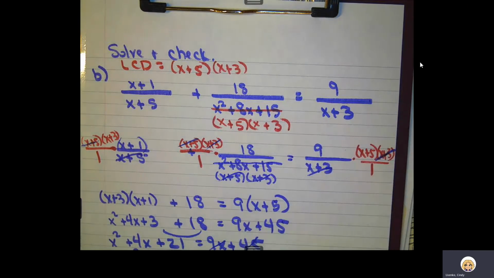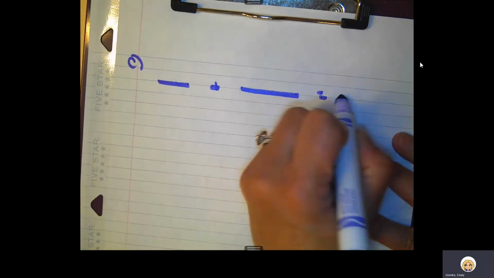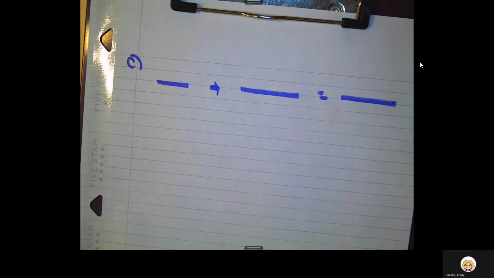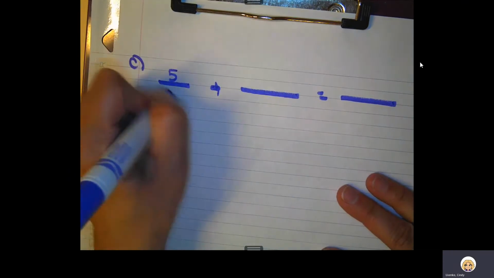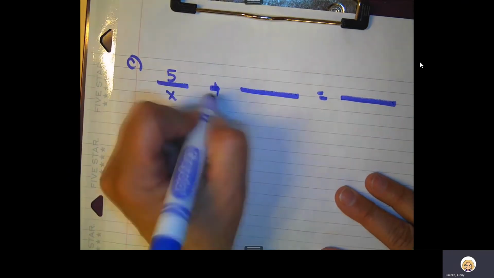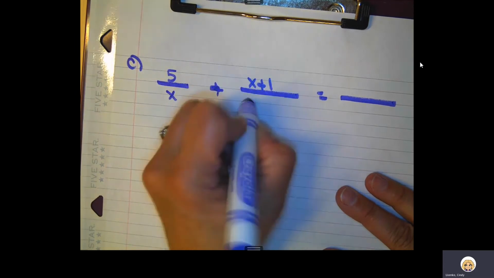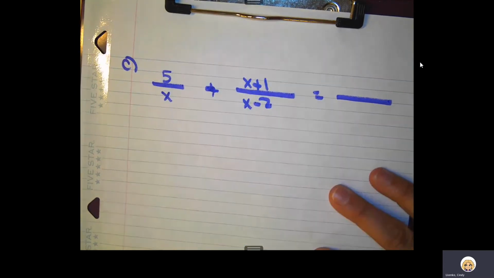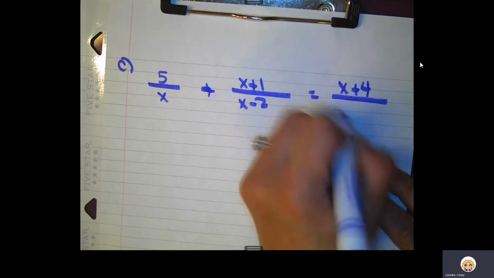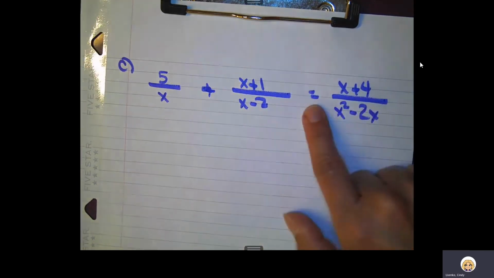One more example. This will be example C, and then we are done. So here's example C. We've got 3 fractions again. We've got a plus sign here. So our first fraction is 5 over x. Our second fraction is going to be plus x plus 1 over x minus 2. And our third fraction is x plus 4 over x squared minus 2x. So there's an equal sign right here.